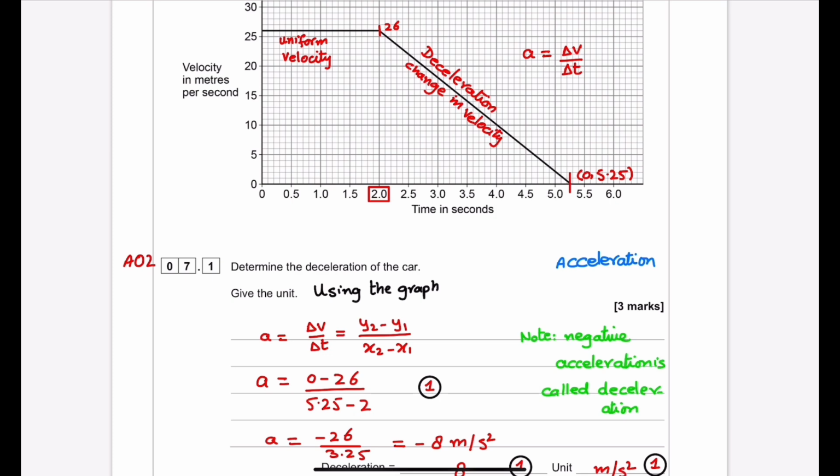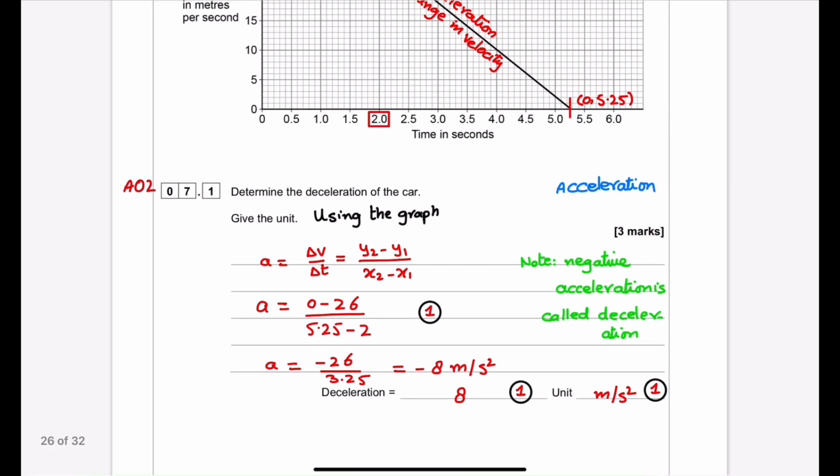The change in velocity: if we take this value as the second value and this value as the first value, therefore the acceleration is y2 minus y1, that is 0 minus 26, over x2 minus x1, 5.25 minus 2. We get the answer, minus 8 meters per second squared. The student can ignore the negative sign. The negative sign shows negative acceleration, meaning deceleration. So the deceleration is 8 meters per second squared.